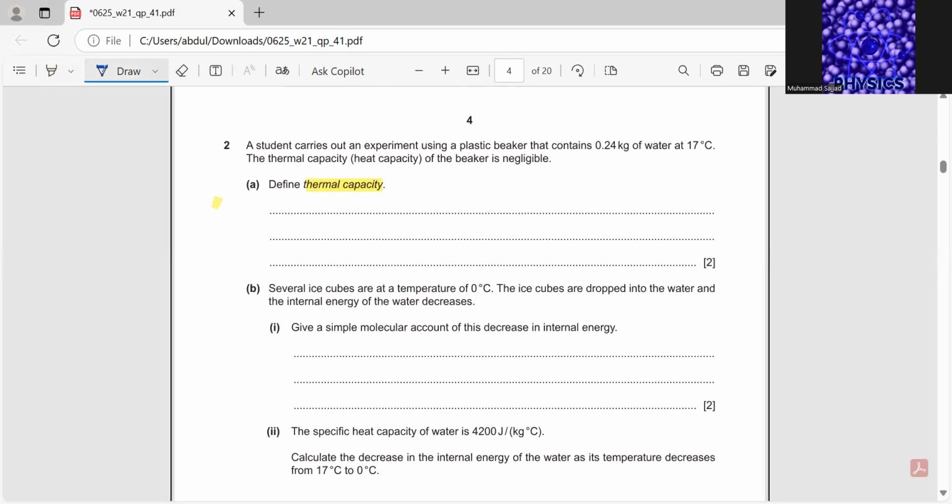Thermal capacity is the energy needed to increase the temperature of a substance by 1 degree Celsius. If it was specific heat capacity, then it was the energy needed to increase the temperature of a substance of 1 kilogram by 1 degree Celsius. So when it is specific heat capacity, we are specific about mass. Here, it is thermal capacity. So I'm going to write the definition as I have said a few minutes before.